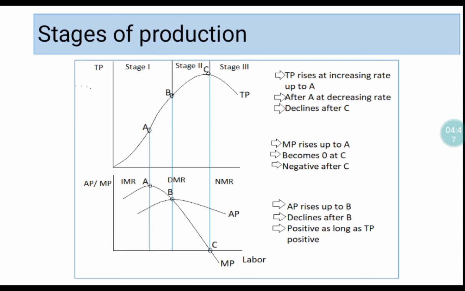And for the average product curve, it only rises up to point B, and then declines after point B. At point B, it actually reaches its apex. That is the apex. Okay. Then it is positive as long as the total product curve is positive. So those are the points that we need to take note of as we look at the stages of production and how the TP curve behaves during the process of production. Okay? I hope we followed.